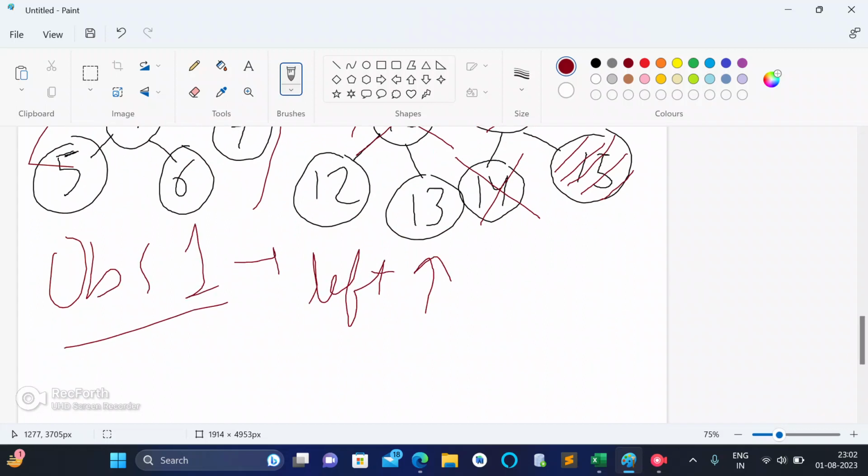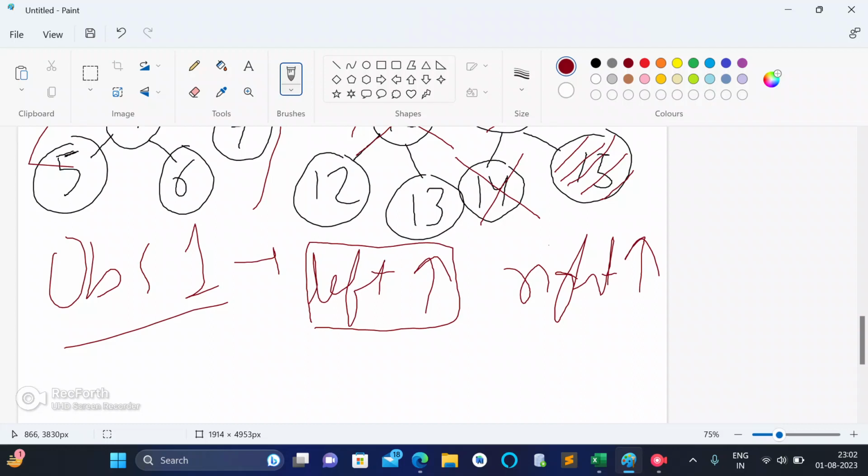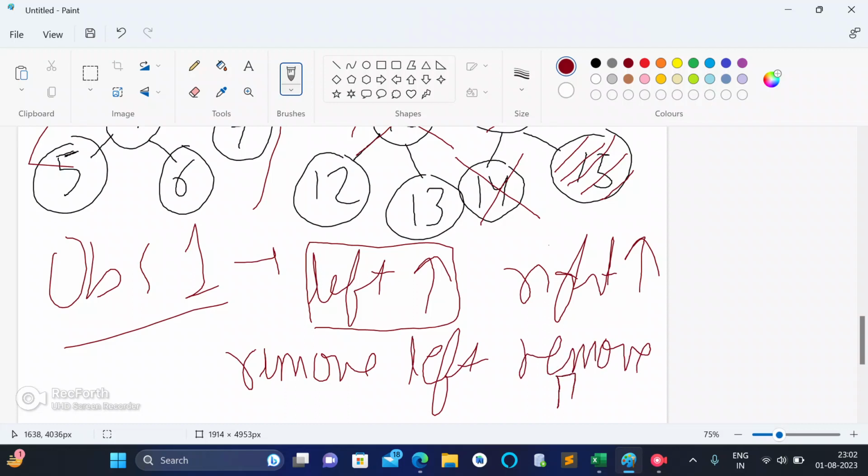So the important observation is, if the left side contains more nodes, this means remove the left node. Or if the right side contains more nodes, then remove the right node, so that the infection does not get towards the right node. Is that right? These are actually wrong statements.